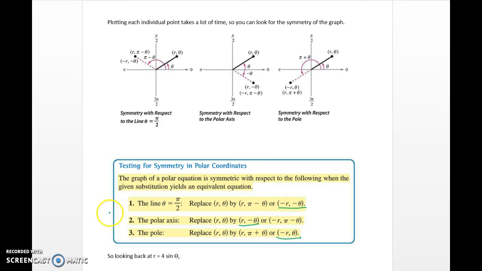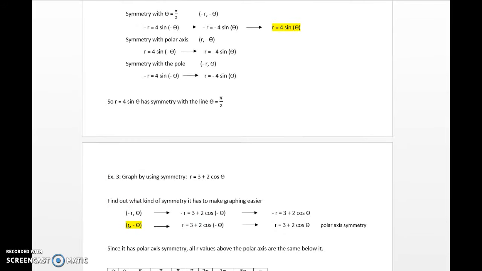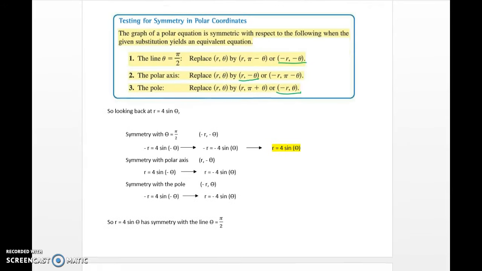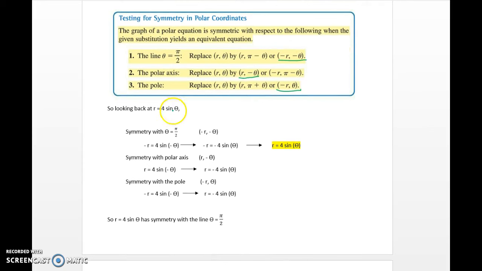So we can look back at r equals 4 sine theta and check to see what kind of symmetry it has. What kind of symmetry does it have? So first, let's check symmetry with theta equals pi over 2. So it's negative r and negative theta. So I'm going to plug in negative r and negative theta. Keep in mind your even and odd functions.